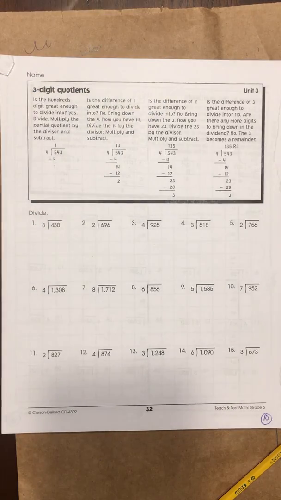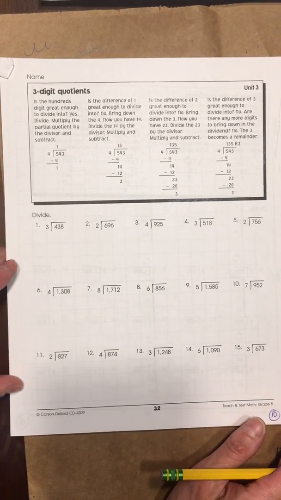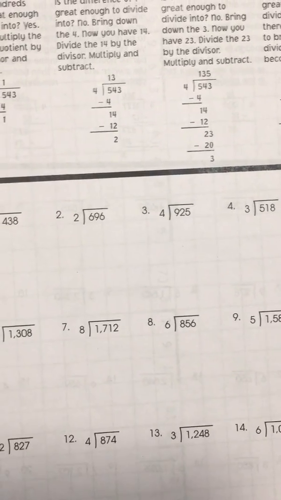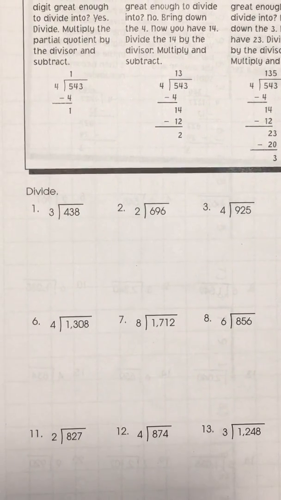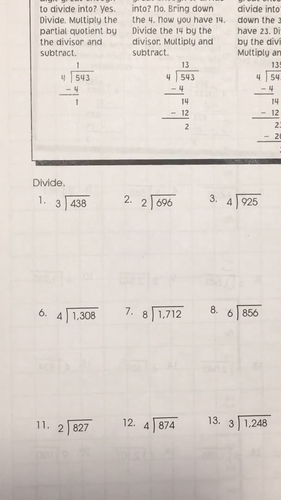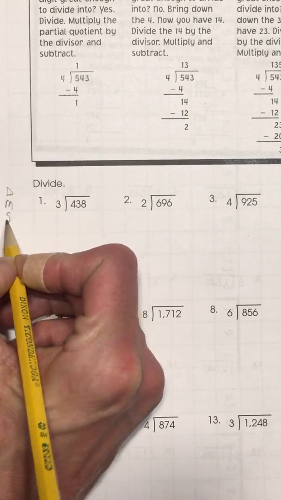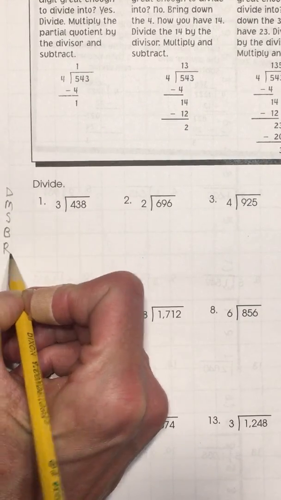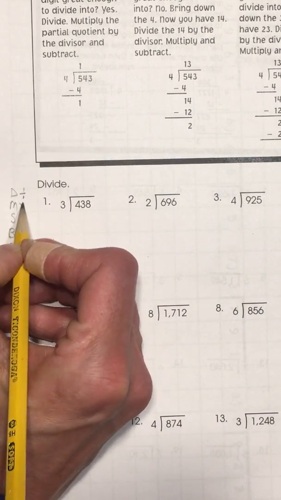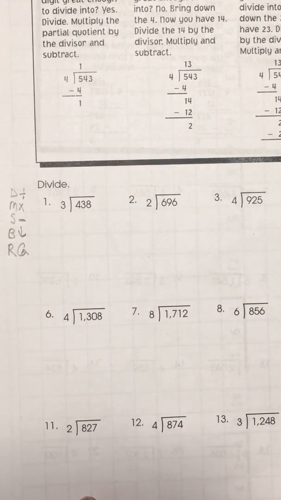Because this will mean the first page we did, page 7, only required you to go through the 5 steps once. I'm going to zoom in just a little bit so you can see a little closer. But this one, we're going to go through the steps twice. The exact same steps apply. We have dad, mom, sister, brother, rover. Remind yourself: division, multiply, subtract, bring down, repeat.